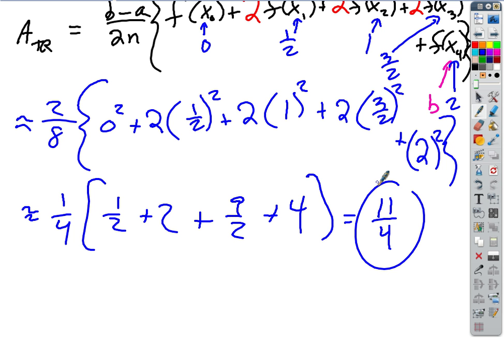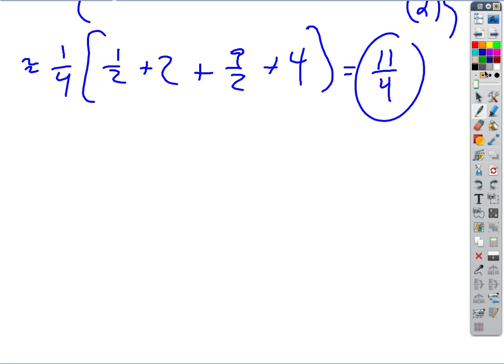Now that would have changed if it had been bigger than that. Is it any good? How do we know? Here's how we know. The error associated with the trapezoidal rule. There's a formula for this. If we want to know what the error is with the trapezoidal rule approximation, here's what we do.